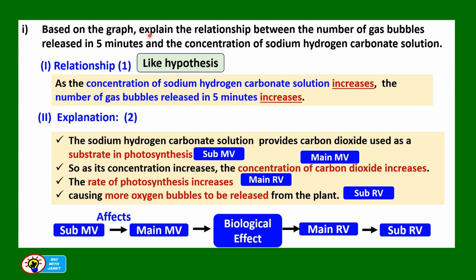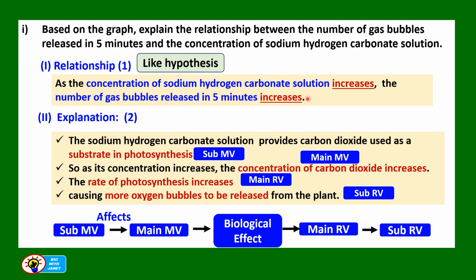So let's look at this question on explaining the relationship between one variable and another, based on the graph. So based on the graph, explain the relationship between the number of gas bubbles released in 5 minutes and the concentration of sodium hydrogen carbonate solution. Okay, so which one affects which one? Concentration of sodium hydrogen carbonate solution is your manipulated variable. It affects the responding variable, the number of gas bubbles released in 5 minutes. So start with the concentration of sodium hydrogen carbonate. As the concentration of sodium hydrogen carbonate increases, the number of gas bubbles released in 5 minutes increases.